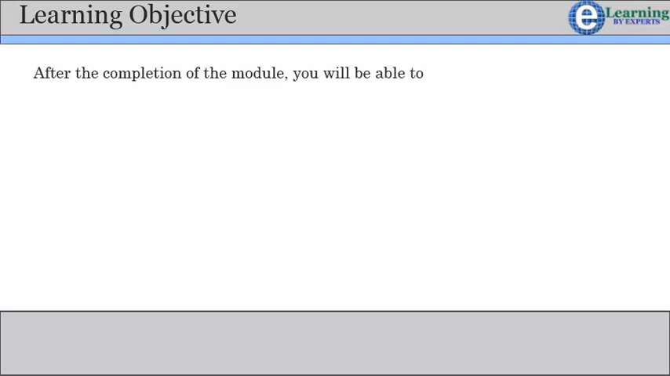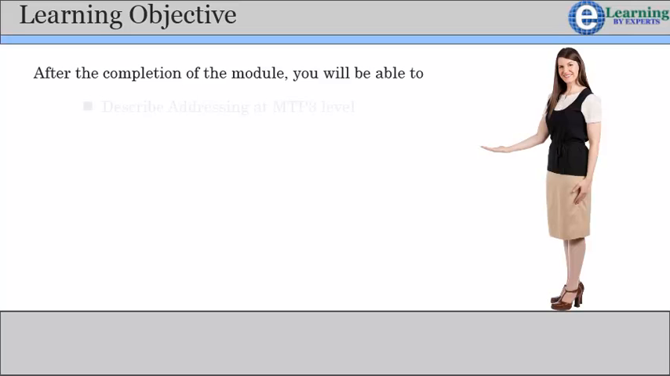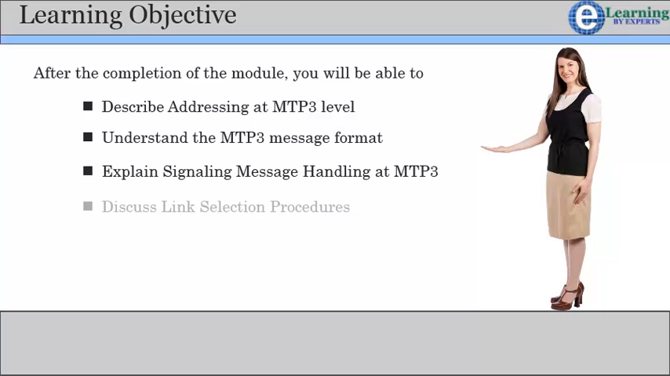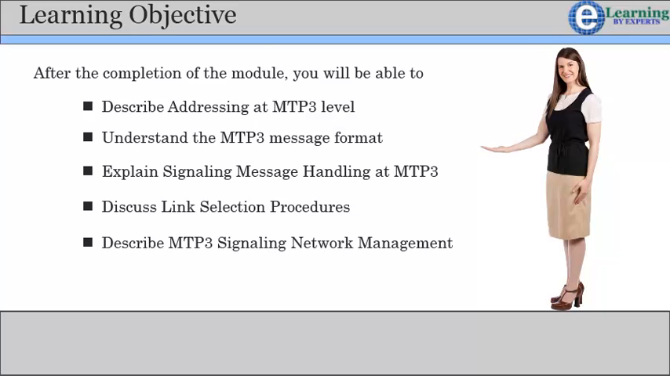MTP Level 3 is described in ITU-T Recommendation Q.704. MTP3 provides routing functionality to transport signaling messages through the SS7 network to the requested endpoint. After the completion of the module, you will be able to describe addressing at MTP3 level, understand the MTP3 message format, explain signaling message handling at MTP3, discuss link selection procedures, and describe MTP3 signaling network management.